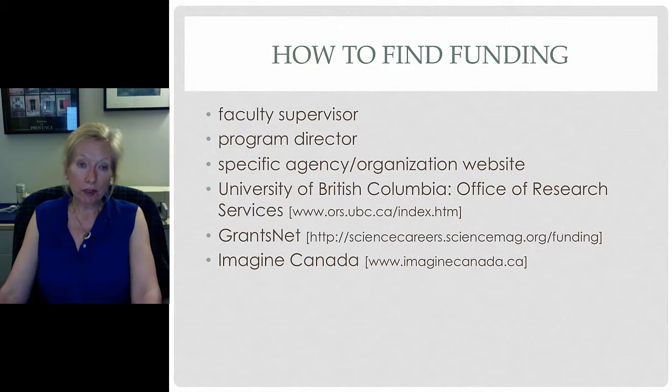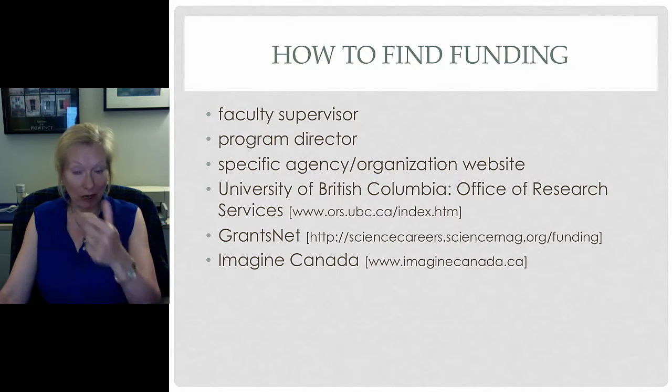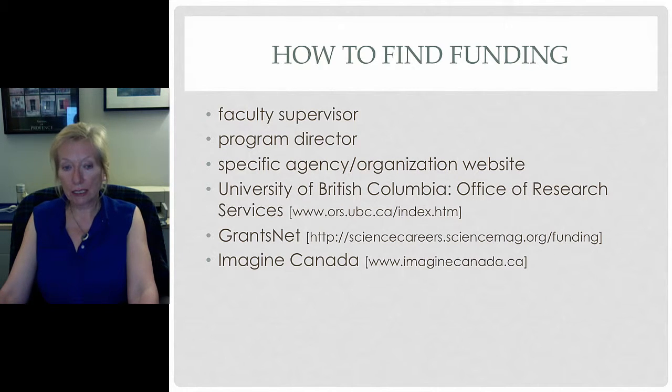And then how to find funding: if you're working with a faculty member, talk to them, because they often will know where to find funding in the field that they have most expertise in. Your program director, again, the specific agency or organization, look at their website. Look at UBC Office of Research Services, they sometimes list funding. GrantsNet is a good source of funding, and Imagine Canada is another good source. So it is just hard work, unfortunately, looking for places that might fund the work that you're interested in doing.